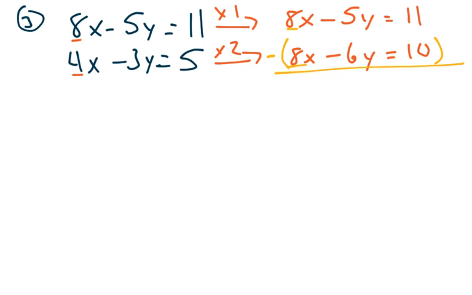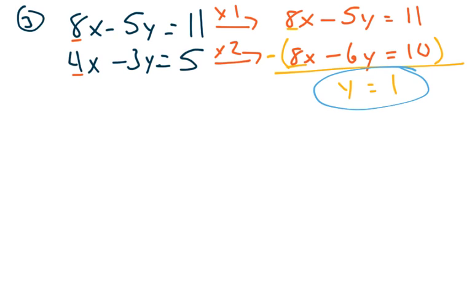Now be very careful with your signs here. Negative 5 minus negative 6 is actually positive 1y. 11 minus 10 is 1. We don't actually have to do step 3 because we don't have to divide anything in front of that y. Our coefficient is already 1. So step 3 is actually done for us. It's right here, which means we can jump into step 4.